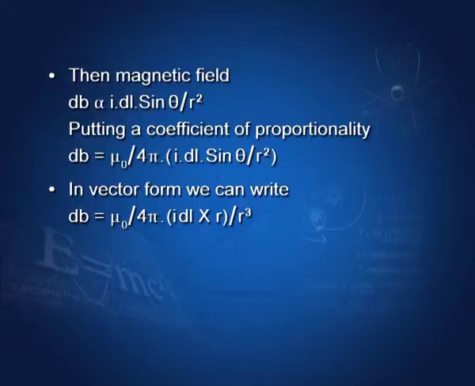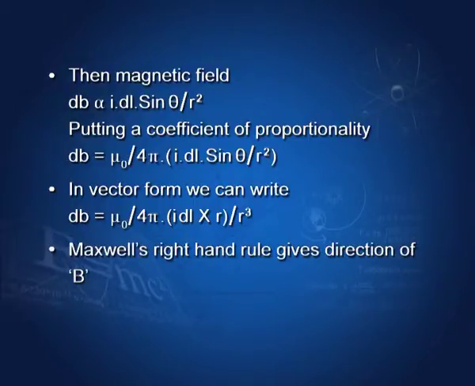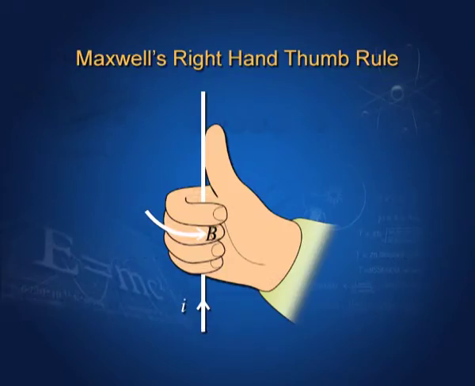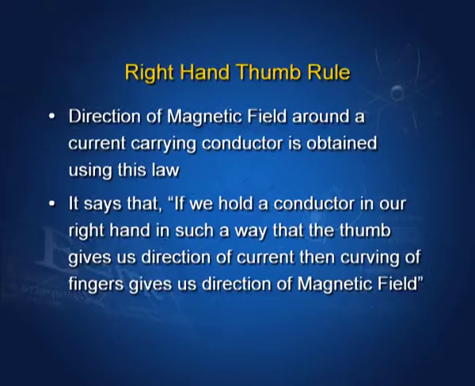The direction of the magnetic field is obtained using Maxwell's right hand thumb rule. Now, what does this right hand thumb rule say? It says that if we hold a conductor in our right hand in such a way that the thumb gives us the direction of the current flowing through the conductor, then the curling of the fingers around the conductor gives us the direction of the magnetic field.